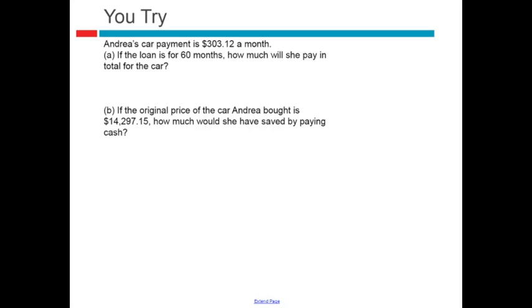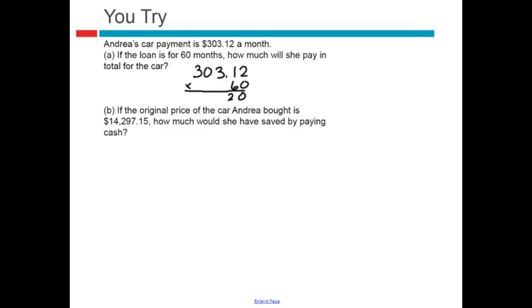Okay, so here we have Andrew's car payment is $303.12 a month. The loan is for 60 months. How much will she pay in total for the car? If she took the $303.12 and divided that by 60, we multiply that by 60.